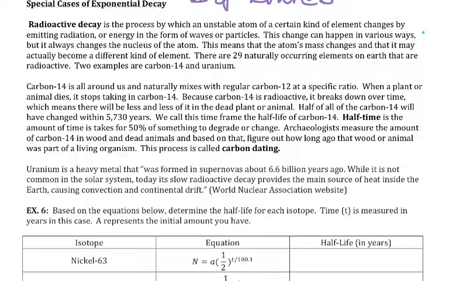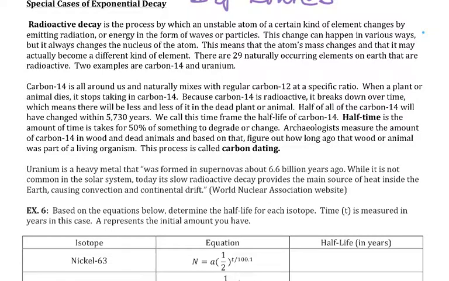Uranium has a bunch of different kinds of atoms that can decay. So carbon-14 is all around us, just like carbon-12. Carbon-12 is the normal version of carbon. Carbon-14 is the radioactive one. And it mixes with regular carbon-12 at a specific ratio. So there's a small number of carbon-14s compared to carbon-12s.